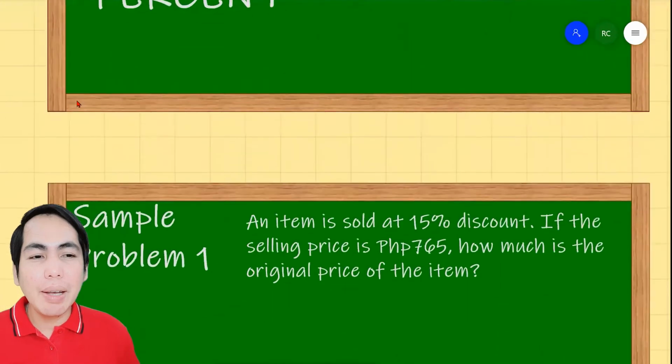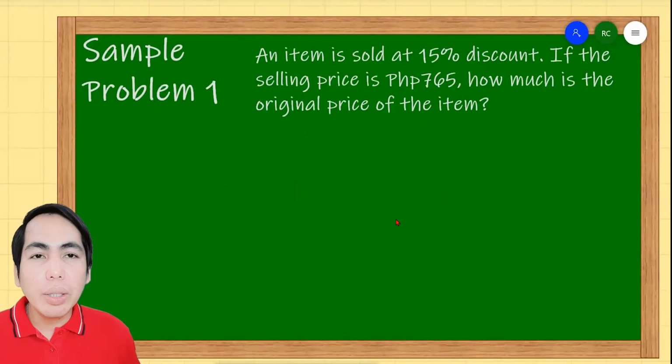In this video, I'm going to present how to solve challenging word problems involving percent. So let us have example 1. An item is sold at 15% discount. If the selling price is 765 pesos, how much is the original price of the item?